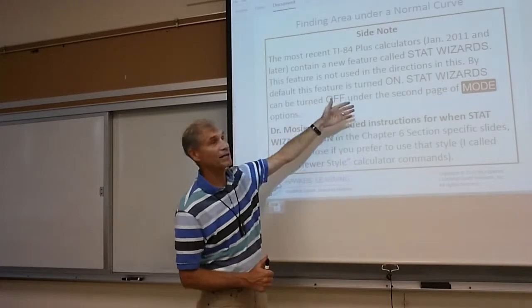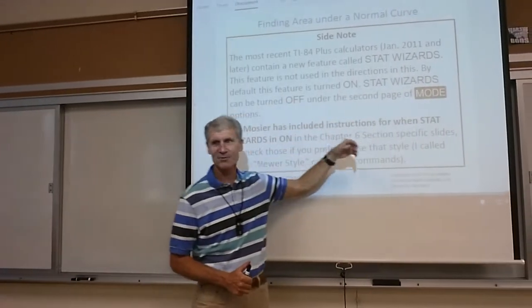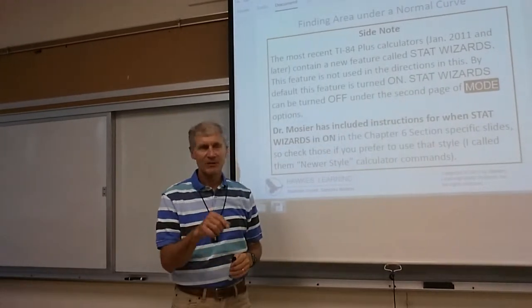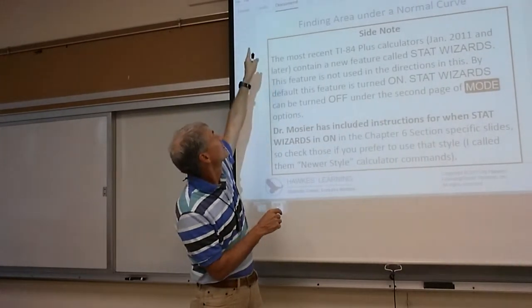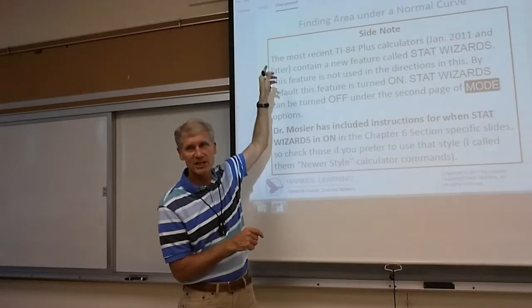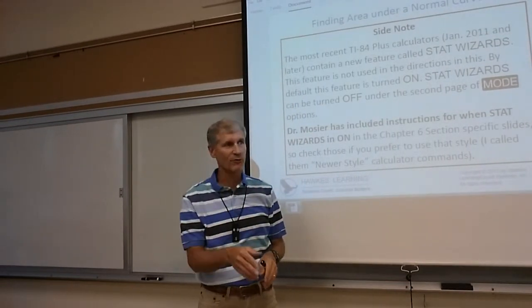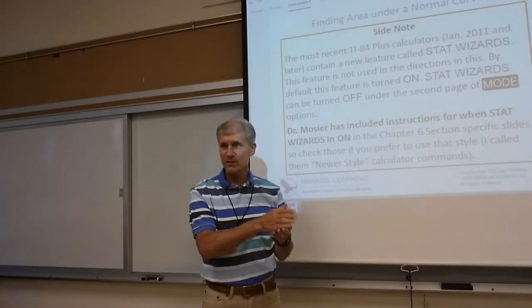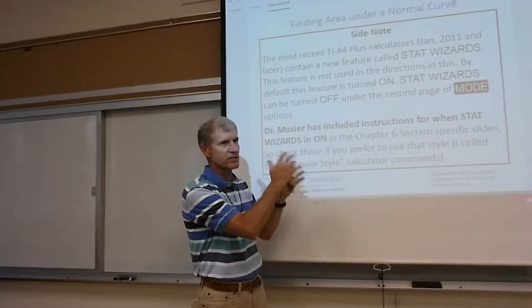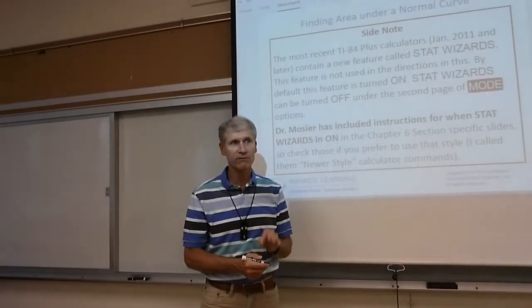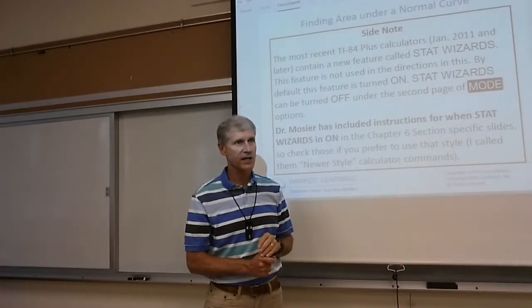This now I know they call it Stat Wizards. I didn't know about that, and I went in here and looked. Oh, sure enough, there it is. But in the files BEG_6_3 and _4 for sections 3 and 4, I've embedded the instructions for both styles of calculator. Okay? So go looking for those. Figure out how to use the calculator.